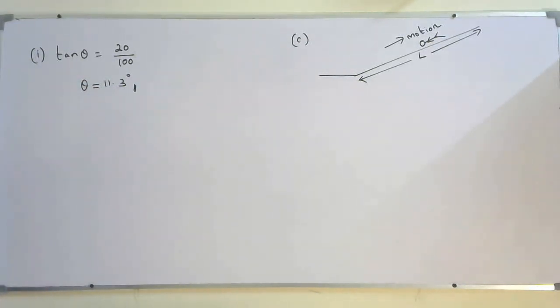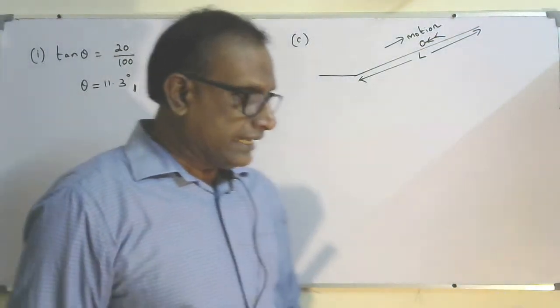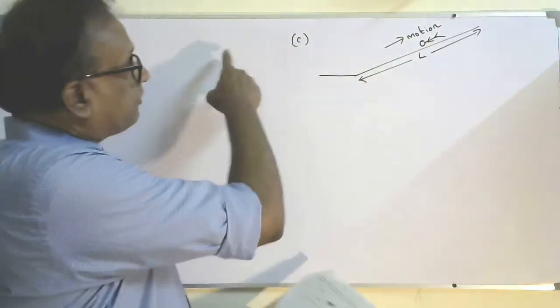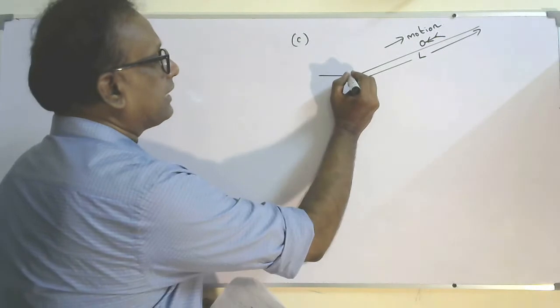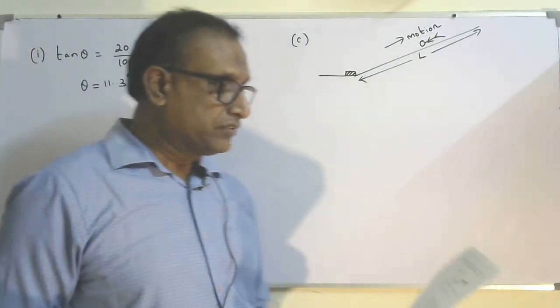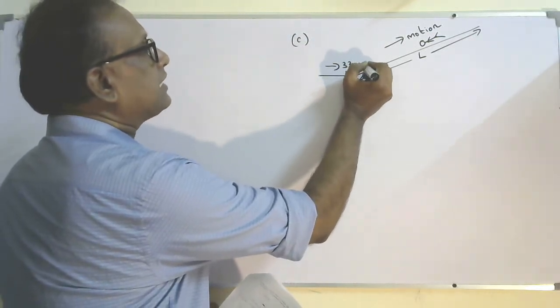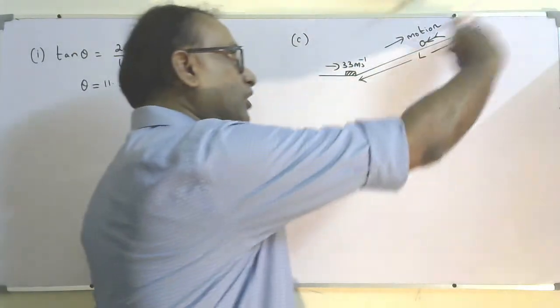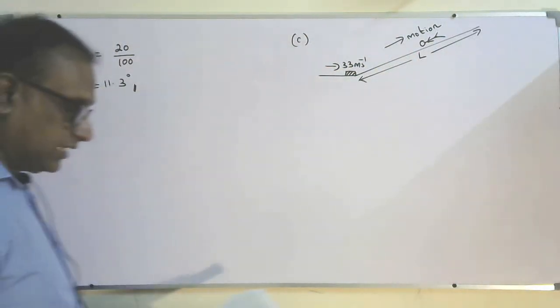So second part, an athlete reaches the finish line. So he's moving from here. So he reaches the finish line. So this is the finish line, somewhere here is the finish line. When he reaches the finish line at a speed of 33 meters per second, so here 33 meters per second, to stop him there will be a slope with an angle 11.3 degrees to the horizontal, right?